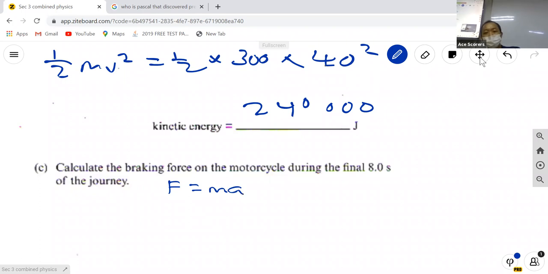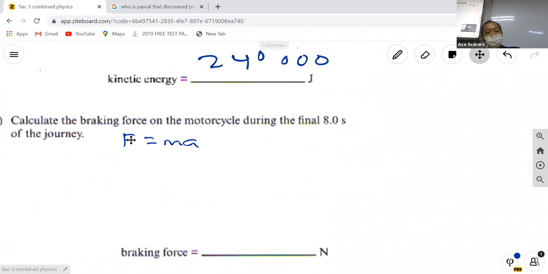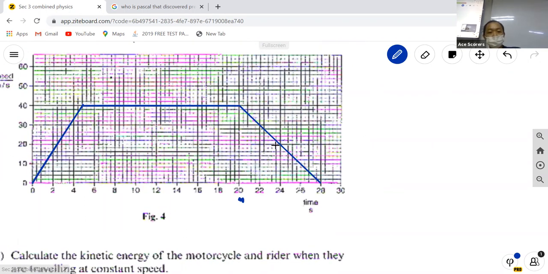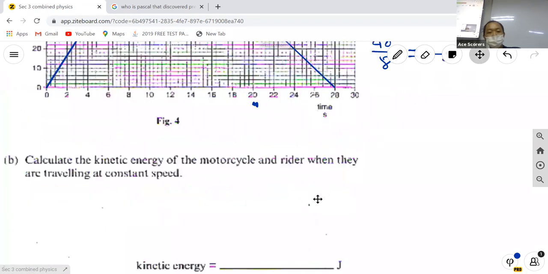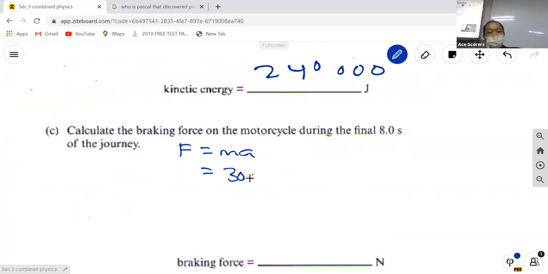Then this is a speed time graph. Gradient is what? Acceleration. That means if I want to find a force, I know the M, M is 300. So I just need to find A. Acceleration is the gradient. To find gradient, 40 is rise over run. 40 divided by 8. So gradient equals negative 5 because it's downward sloping, right? So I got the A, which is negative 5. So F, but I can just use 5. So 300 times 5.